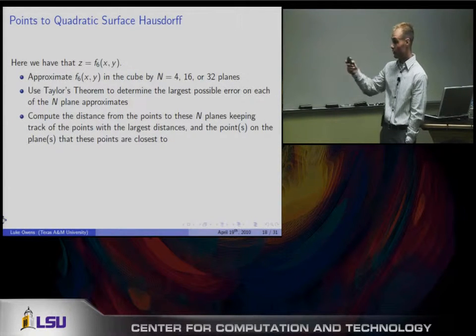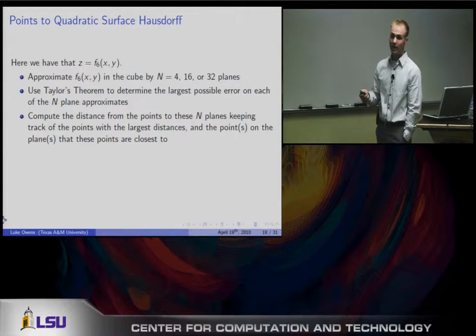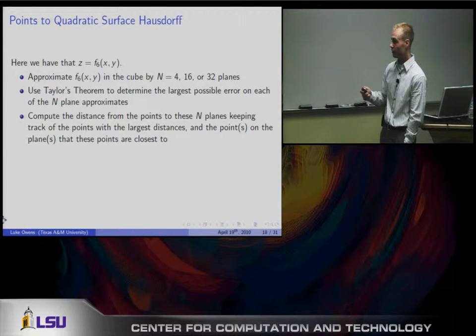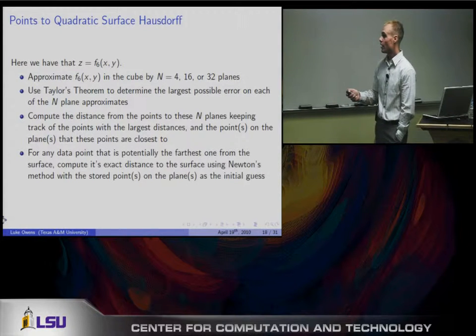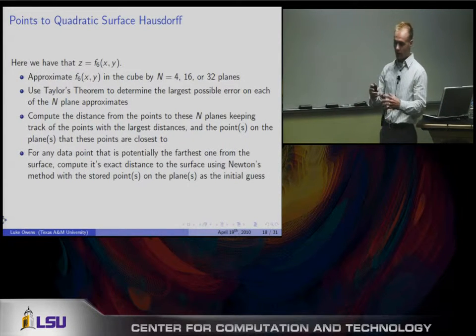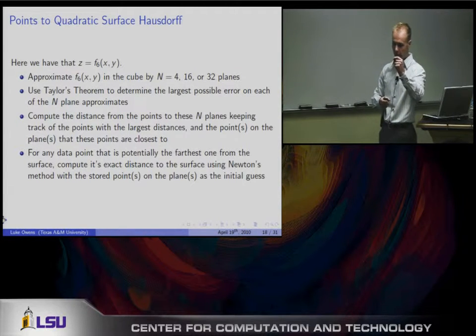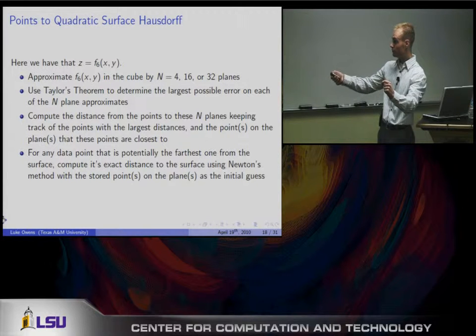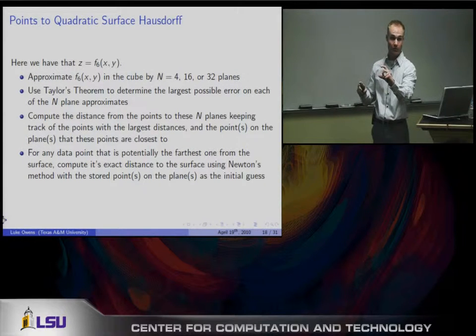Right? And like I said, points to planes, that's easy. We can very quickly compute that, and the fact we have to do it 16 times doesn't matter too much. You know, 16 times a fast thing is still pretty fast. Okay? Right, and then for any data point that is potentially the furthest from the surface, you're going to get a bunch of these data points to planes computations, and then from part 2 here, you're going to know exactly what range of true distance this data point could be from the surface.